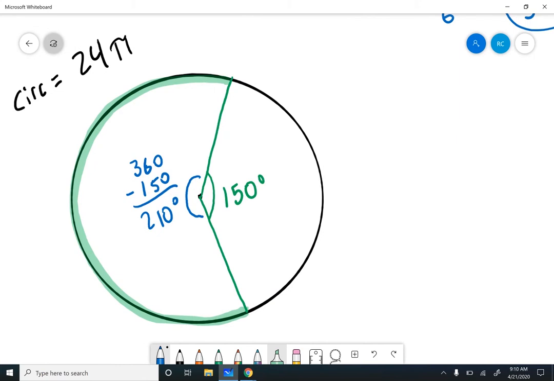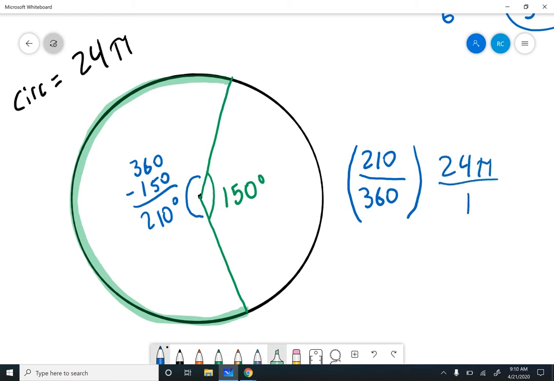Okay, how much of a circle are we looking at? Well, we have 210 degrees out of a total of 360 degrees. That's our ratio, that's our proportion, that's how much of a circle we have. And we multiply that by the circumference, which is 24 pi. And since we're dealing with fractions, I will make it 24 pi over 1.